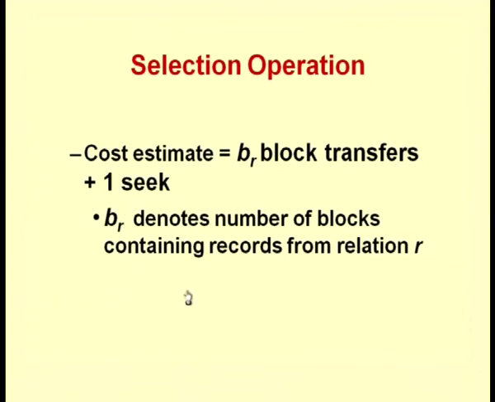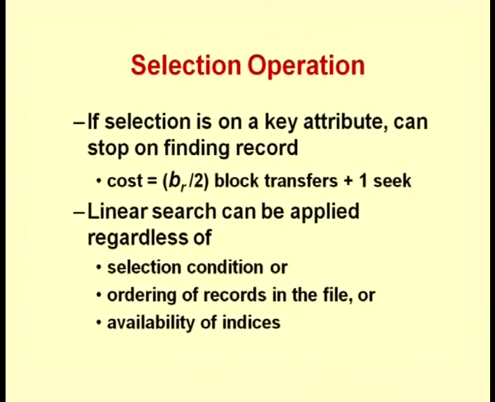BR denotes the number of blocks containing records from relation R. If the selection is on a key attribute, you can stop on finding the record. In that case the cost becomes BR divided by 2 block transfers plus 1 seek. Linear search can be applied regardless of the selection condition, the ordering of records, or the availability of indices. Without indices other operations are much costlier, but linear search does not depend on that. So, that is the easiest method, linear search.